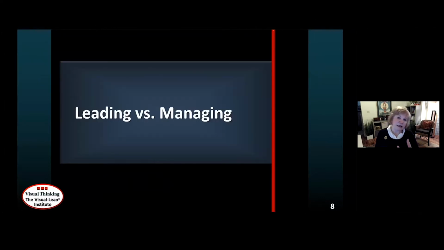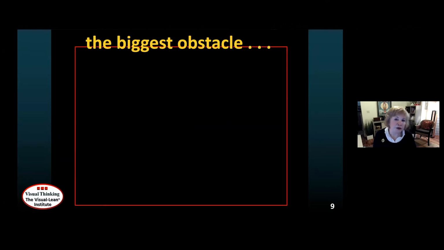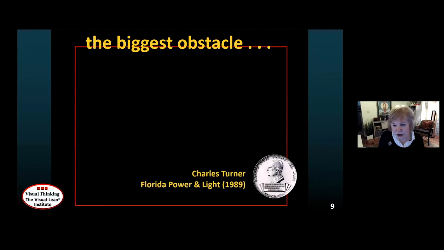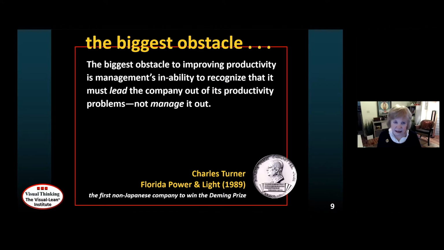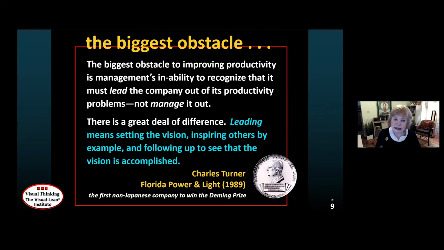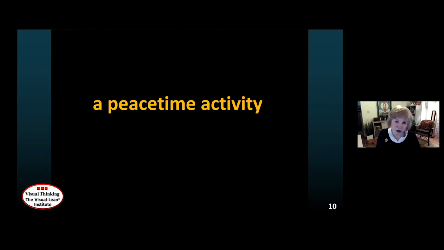And that leads us to contrast the difference between managing and leading. I refer to a paragraph from a speech given by Charles Turner in 1989, more than 25 years ago, 35 years ago, when his company, Florida Power and Light, was distinguished as the first company outside of Japan to win the Deming Prize. He said, the biggest obstacle to improving productivity is management's inability to recognize that it must lead the company out of its productivity problems, its operational challenges, and not manage it out. There is a great deal of difference. Leading means setting the vision, inspiring others by example, and following up to see that the vision is accomplished, that the vision is met. What an important distinction. And I'd like to draw that distinction out in the rest of our time together.